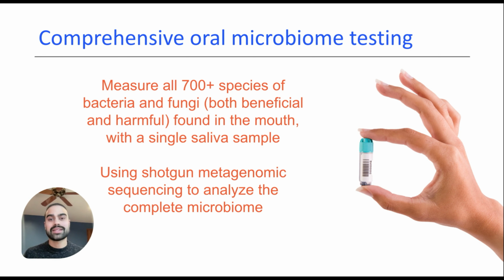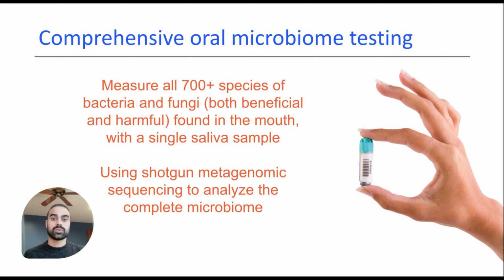The Bristle Test identifies and quantifies all of the bacterial and fungal species that are found in an individual's mouth. This is done by using a technology called shotgun metagenomic sequencing, which analyzes the DNA of every single microbe that is present within a saliva sample, giving an overview of the complete microbiome.